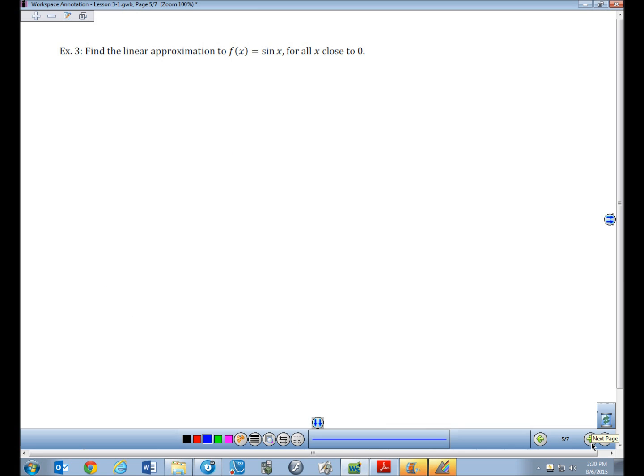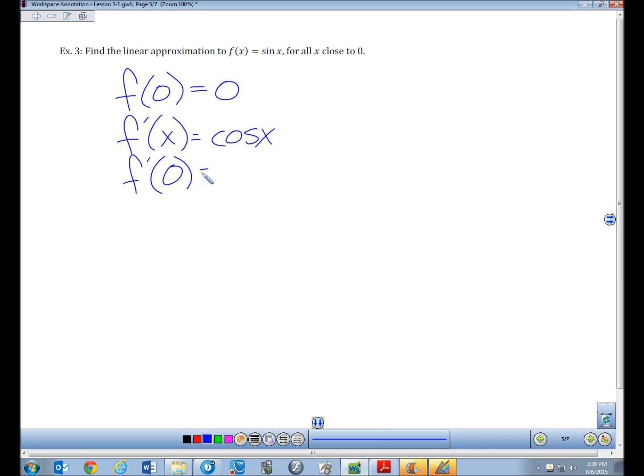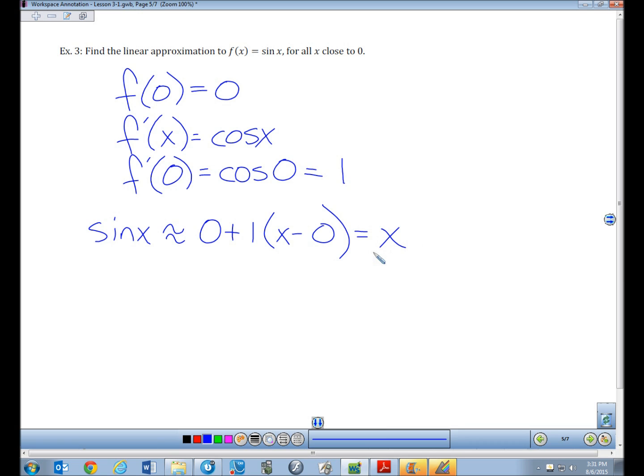Example 3, find the linear approximation to f of x equals sine x for all x close to 0. Okay, so at 0, f of 0 is 0. And f prime of x is cosine x. And f prime of 0 is cosine of 0, which is 1. So we have our slope and we have our y value. So our linear equation, so what we're saying here is that sine x for any x is approximately our linear equation, which is 0 plus 1 times x minus 0, which simplifies to x. So if our x's are close to 0, sine x is approximately the x value.